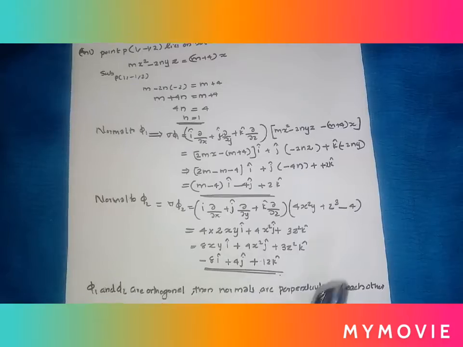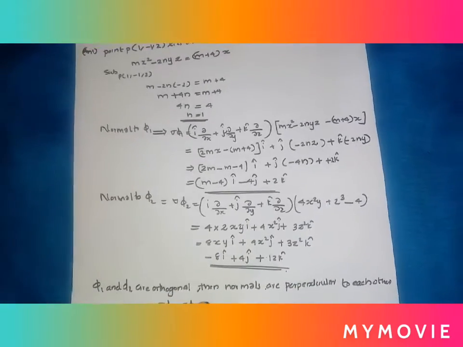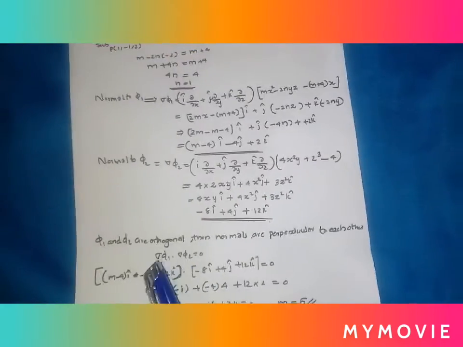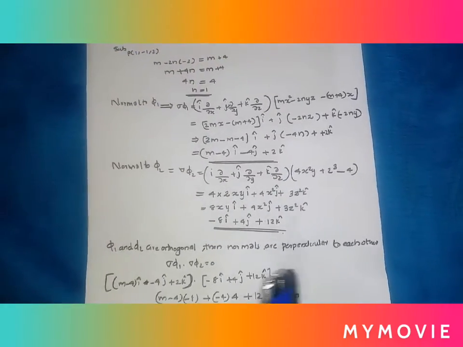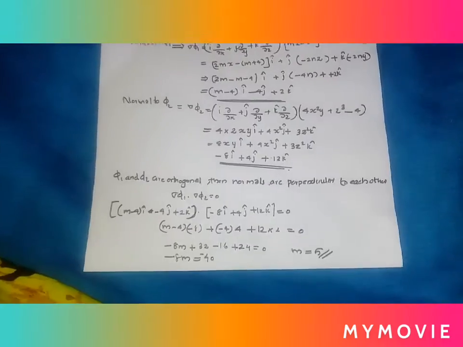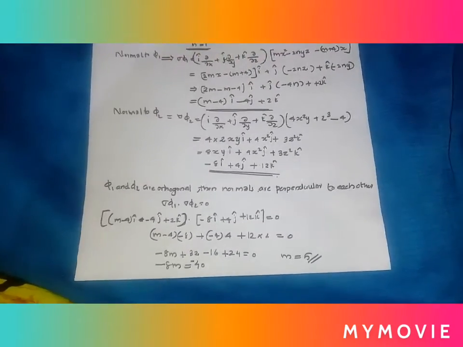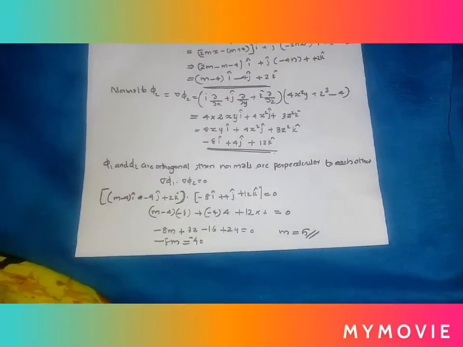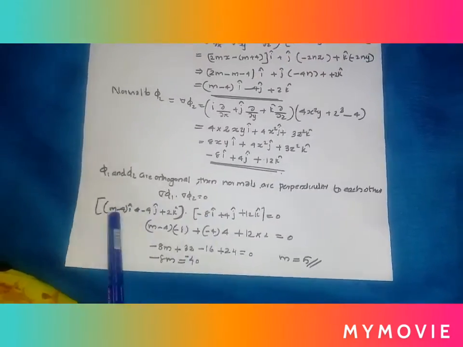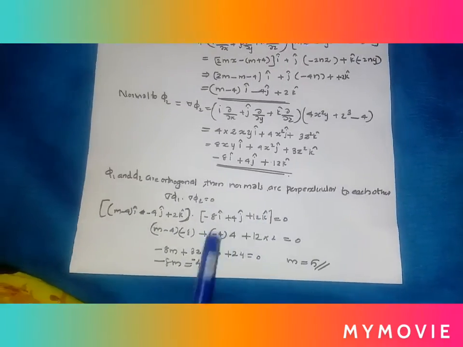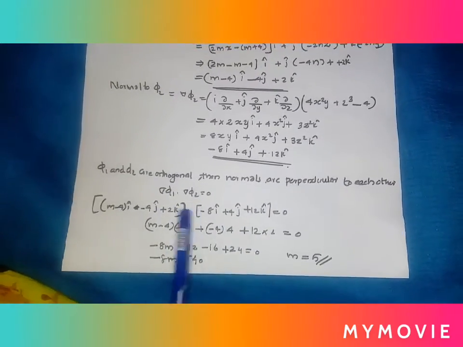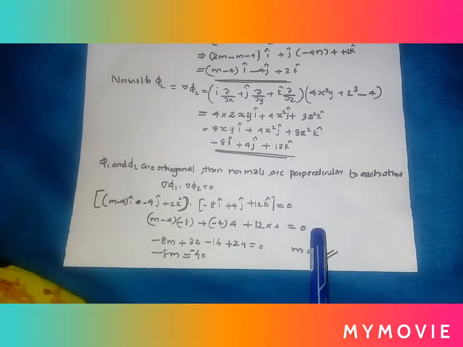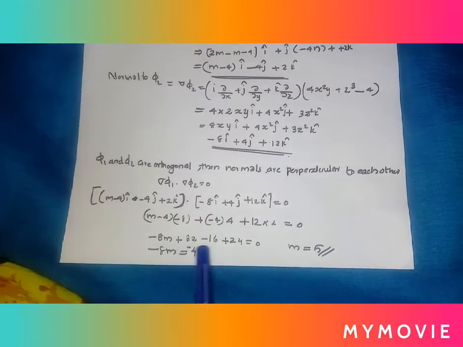Next also we want to find the gradient of the second surface with respect to x, y, z derivative. Also we substitute x, y, z from the question, and the data is given that they are orthogonal, means del phi 1 dot del phi 2 is equal to 0. Phi 1 and phi 2 orthogonal, then normals are perpendicular to each other. So we get del phi 1 like this and del phi 2 like this. So dot means just multiply the i components, j components and k components, add them and equate with 0. We get m is equal to 5.